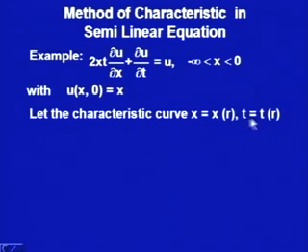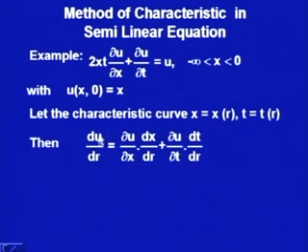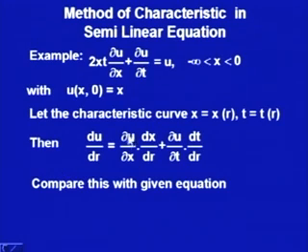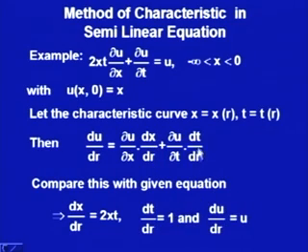Now, again try to find the characteristic. Using the same method, that is, a characteristic curve on the x t plane with x(r) and t(r), using the chain rule, du over dr will be del u over del x dx by dr plus del u over del t dt by dr. If I compare with this equation, what I would get is that dx by dr is 2 x t, dt by dr is 1, and du by dr is u.